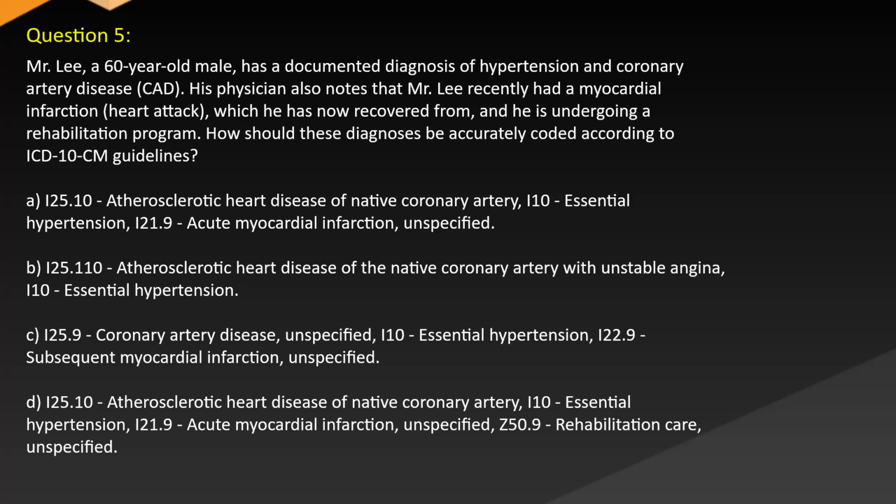A. I25.10, atherosclerotic heart disease of native coronary artery; I10, essential hypertension; I21.9, acute myocardial infarction unspecified. B. I25.110, atherosclerotic heart disease of the native coronary artery with unstable angina; I10, essential hypertension. C. I25.9, coronary artery disease unspecified; I10, essential hypertension; I22.9, subsequent myocardial infarction unspecified.